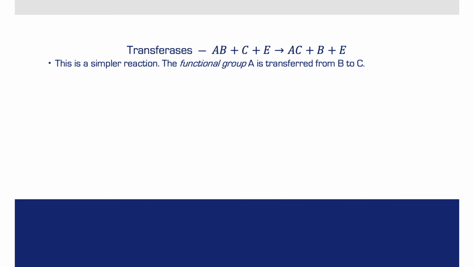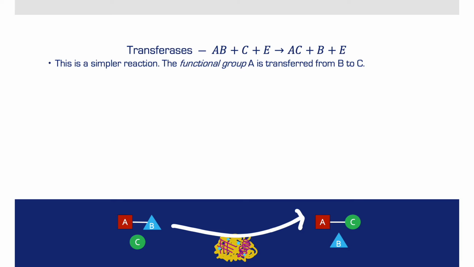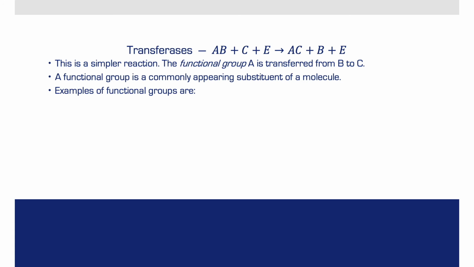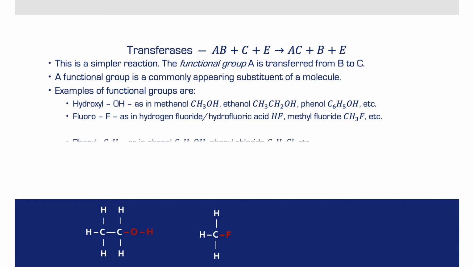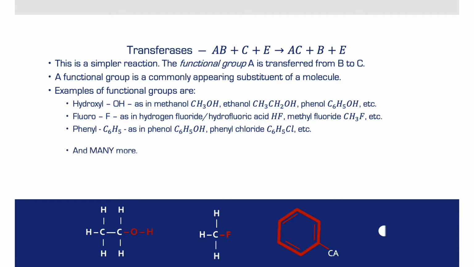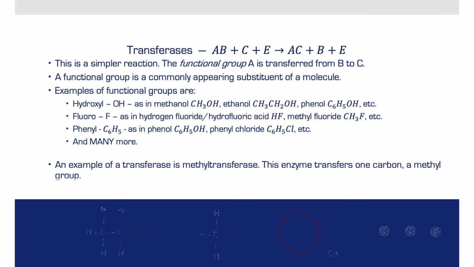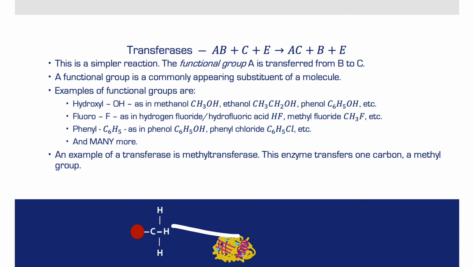Transferases. This is a simpler reaction. The functional group A is transferred from B to C. A functional group is a commonly appearing substituent of a molecule. Examples of functional groups are hydroxyl, fluoro, phenyl, and many more. An example of a transferase is methyltransferase. This enzyme transfers one carbon, a methyl group.